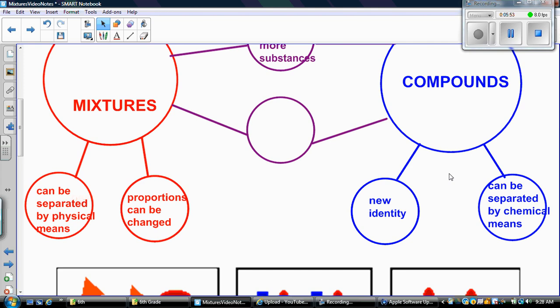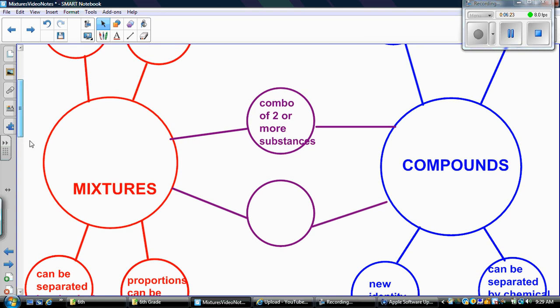But if I apply electricity to water, I can break those bonds between the hydrogen and oxygen atoms, and I can separate the compound into hydrogen and oxygen gas. That's what I mean by chemical means. It takes a lot more energy to separate compounds and break those bonds that were formed between the elements than it does physically separating.